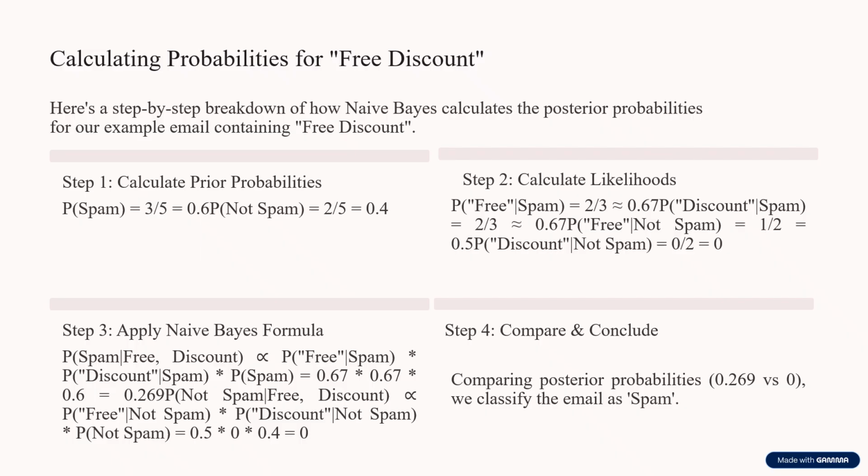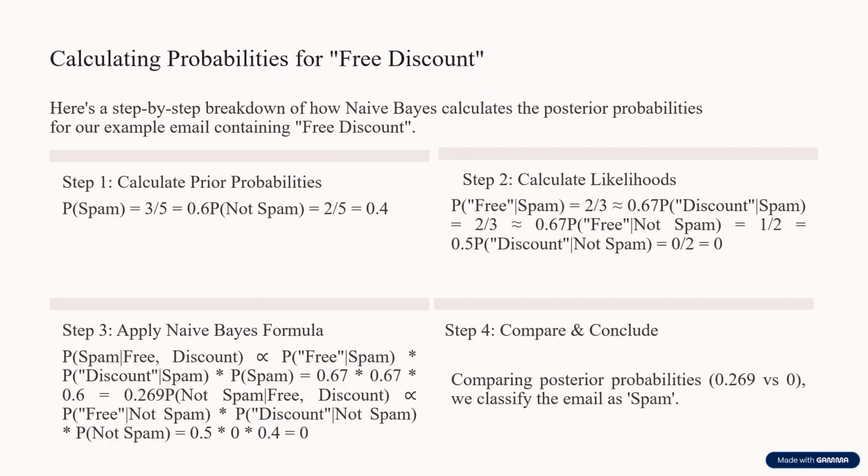So next thing is we are going to calculate the likelihood. Likelihood is nothing but the probability of "free" given spam. If the word "free" is available in spam, then what is the probability? We found that the word "free" appears in 2 of the 3 spam mails. So it is 2 by 3, and the probability is going to be about 0.67. For "discount" on spam, it is also 2 by 3. "Free" on not spam is going to be 1 by 2, which is 0.5. Similarly, the probability of "discount" on not spam is going to be 0 by 2, which is 0. So we calculated the likelihood and prior probabilities.